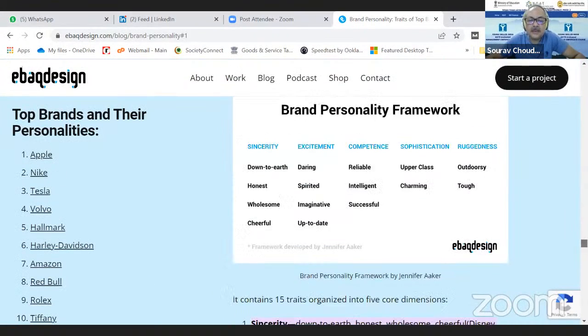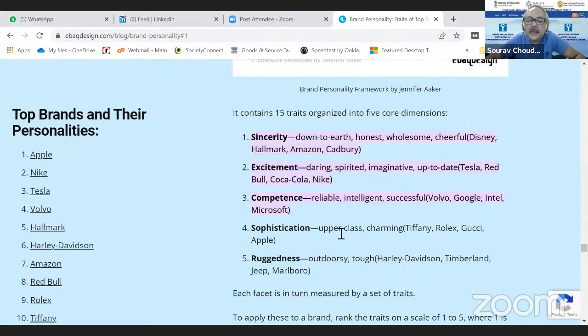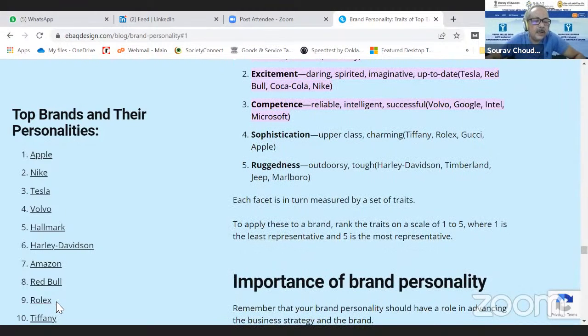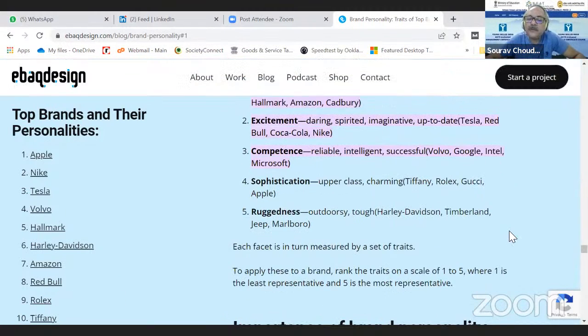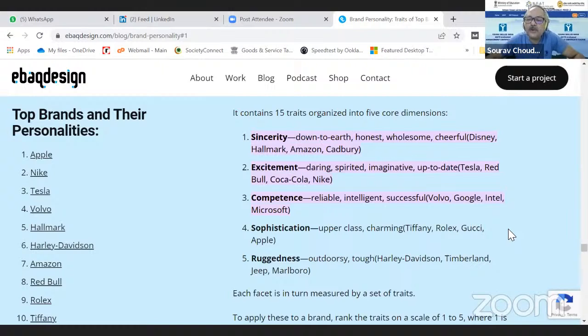So in sophistication, Apple's name is not here, but Apple's name is there, right? Yes. So Nike, Tesla, Hallmark, Harley Davidson, Amazon, Red Bull, Tiffany, and so on and so forth. All of them are here. Okay, I just wanted you to relate to what I mean by personality.